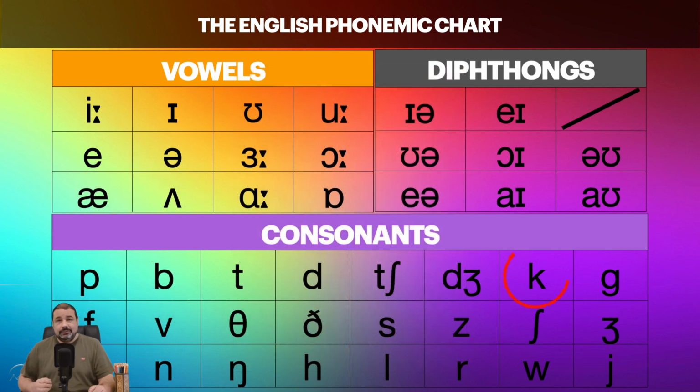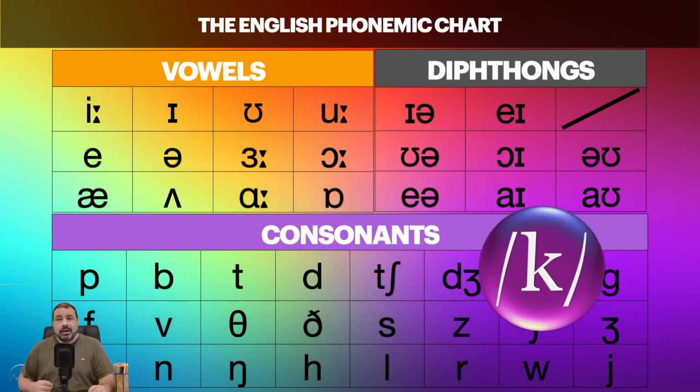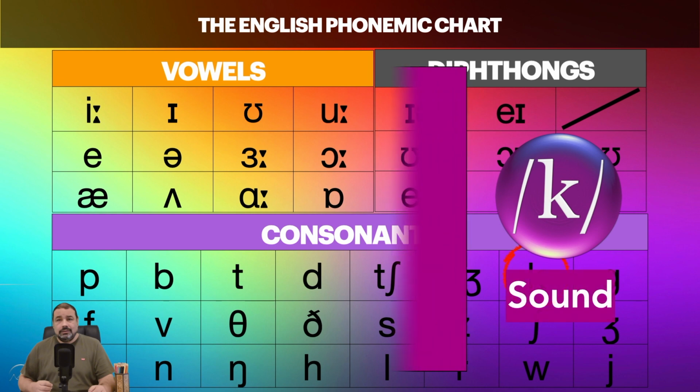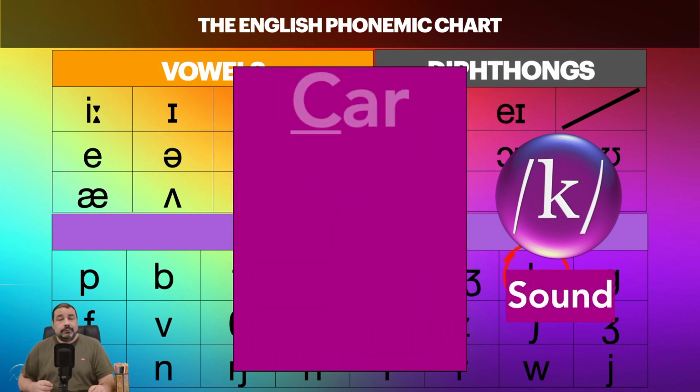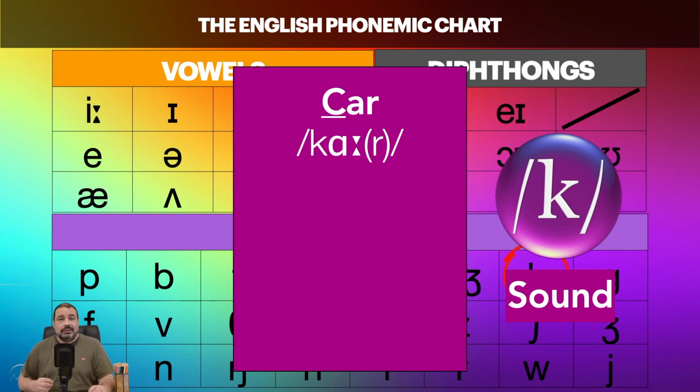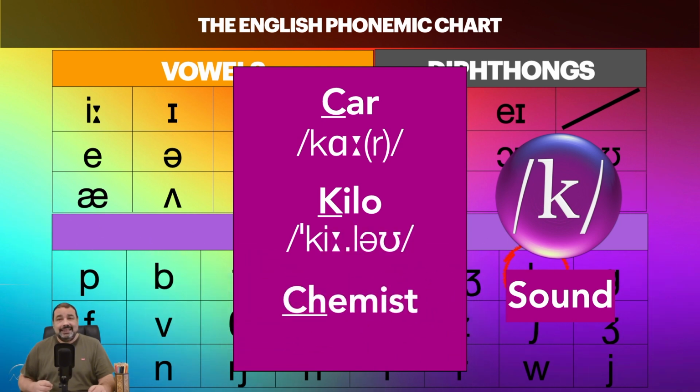The second symbol represents the sound k. This sound is present at the beginning of the word car. It is the letter K in the word kilo. And it is the sound of the consonant cluster CH in the word chemist.